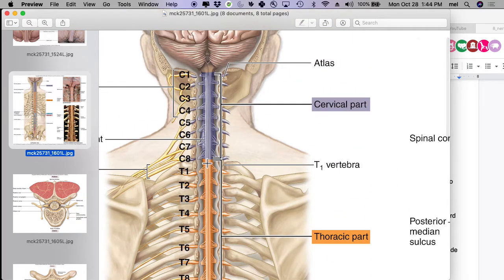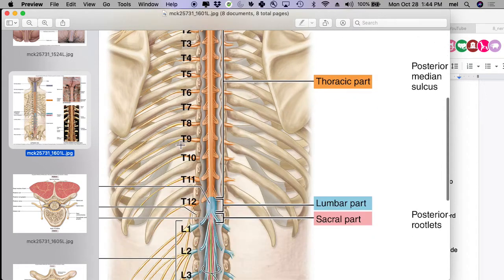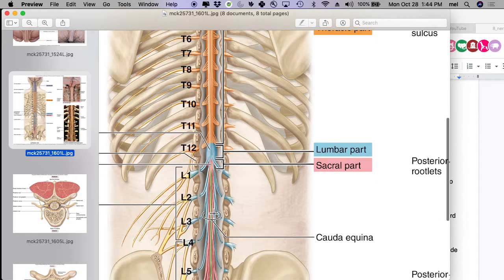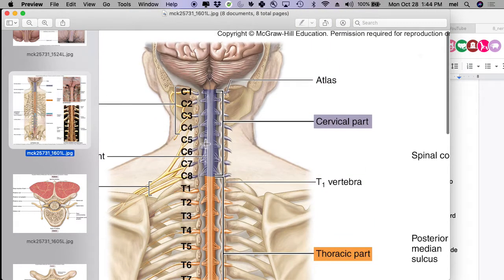Any idea why it might be a little wider in the cervical region and in the lumbar region? It doesn't have to do with movement, it has to do with what it's innervating. What does the cervical region innervate that you might need a lot of back and forth to? The arms and the hands. Yeah, lots and lots of fibers coming and going to the arms and hands. And then the thoracic doesn't have a whole lot to do, but what does the lumbar do? Legs, exactly. So they call that, even though it's not super visible in this picture, it is visible in the cadavers, the cervical enlargement and then the lumbar enlargement.